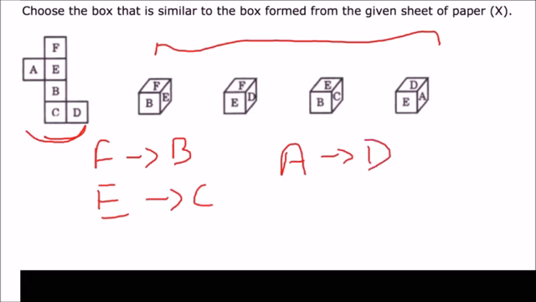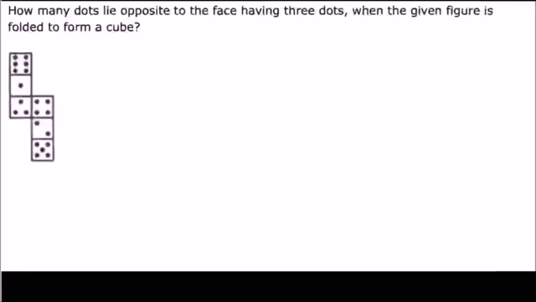Now you find which alphabet is opposite to the other, and you're going to get the answer really easily, really fast, so no need to explain further. Now let me take one more example of this particular type. Again, you are given an unfolded paper and you are asked to find the face which is opposite to the face which contains 3 dots.